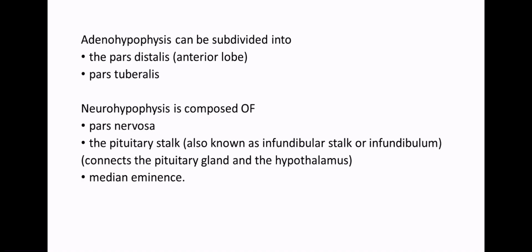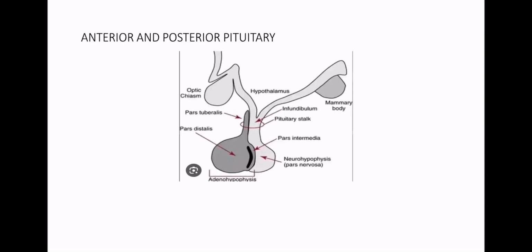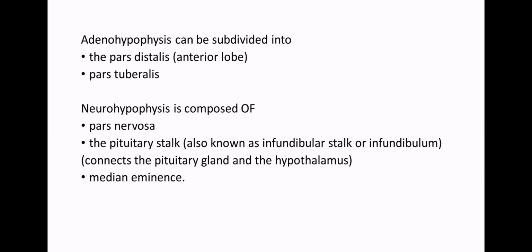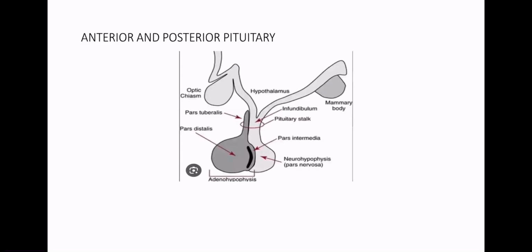The pituitary stalk is also known as the infundibular stalk or the infundibulum, and it connects the posterior pituitary gland and the hypothalamus. So here you can see the hypothalamus, here is the optic chiasma, here is the adenohypophysis, the anterior pituitary, which has the pars distalis and the pars tuberalis, whereas the neurohypophysis has the pituitary stalk, the infundibulum, the pars nervosa, and the median eminence.